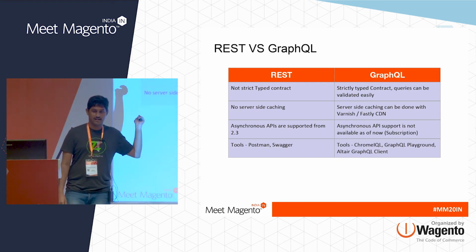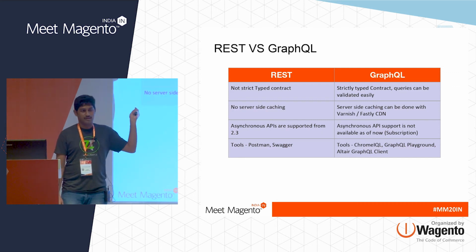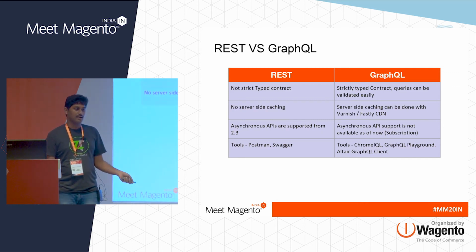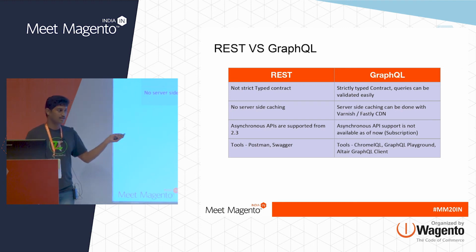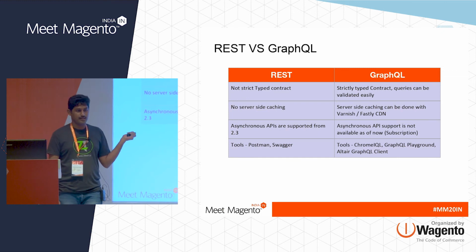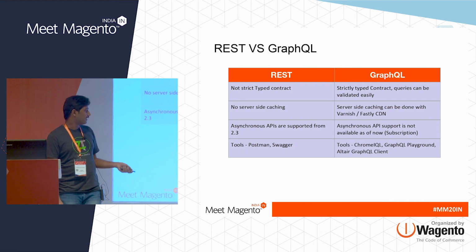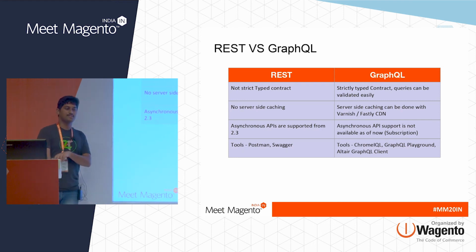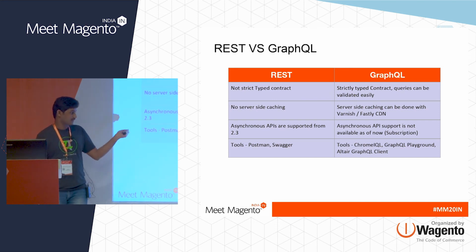There is no server-side caching in REST, but there is server-side caching in GraphQL. You can use Varnish or Fastly to cache the data. Async APIs are supported in REST. I will explain async APIs later. And there is a concept called subscription in GraphQL, which is not currently supported in Magento but may be supported in 2.4. And then the tools: Postman and Swagger for REST, and ChromeiQL and other tools for GraphQL.